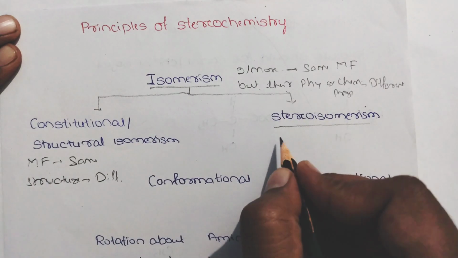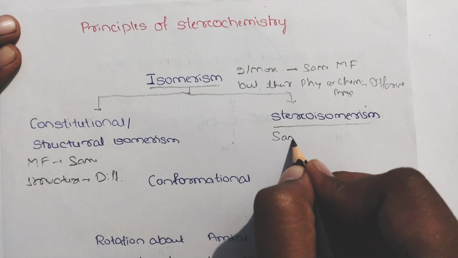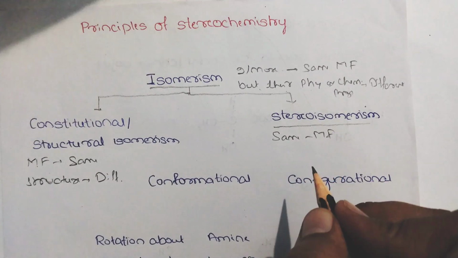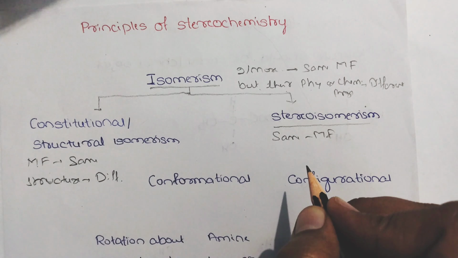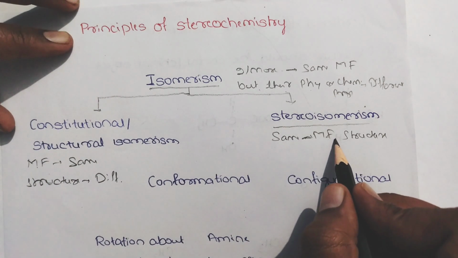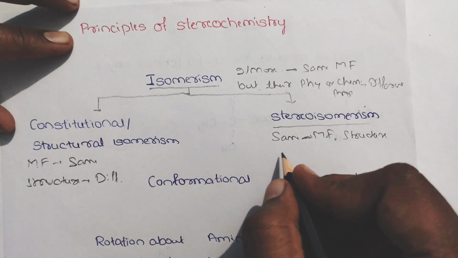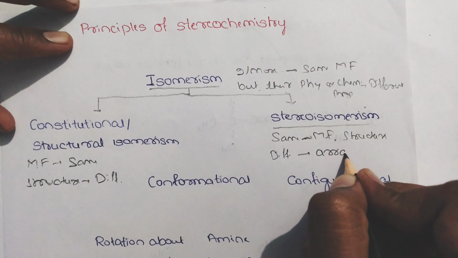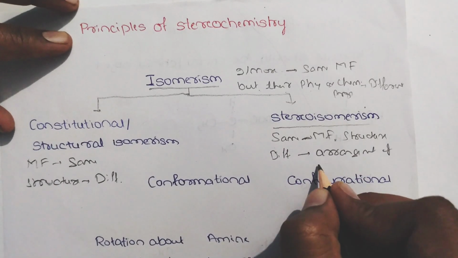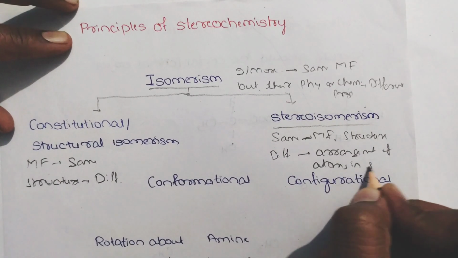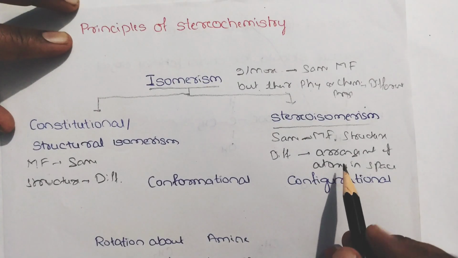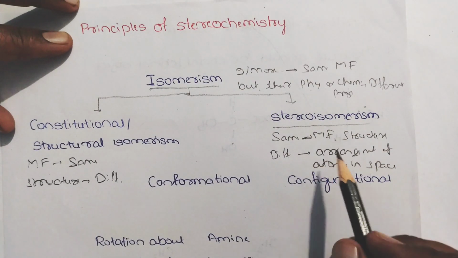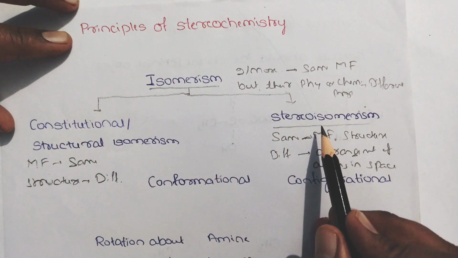Here two or more molecules have the same molecular formula and their structure is also the same, but what is the difference? The arrangement of atoms in space is different, meaning the spatial arrangement of atoms in space is different. These types of isomers are called stereoisomers.